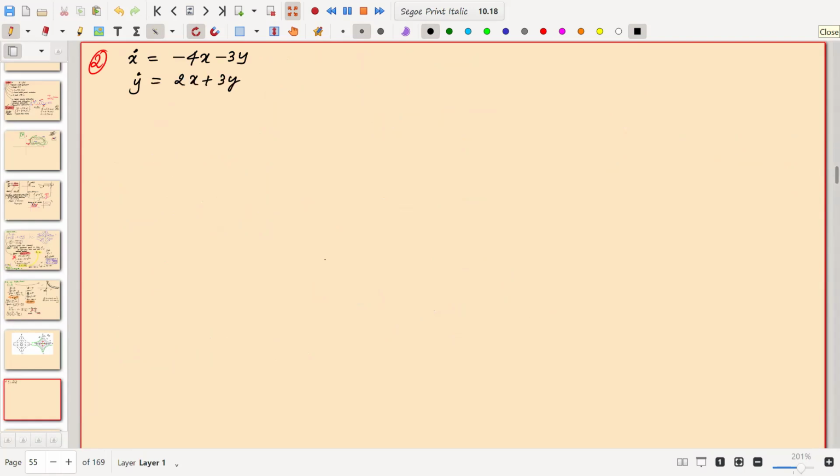So you have this system. Suppose this is a coupled system. Is this a coupled system? Yes, because the rate of change of x depends on x and y, and the rate of change of y depends on x and y. So therefore it's a coupled system. Now your job is to understand how the values of x and y change in the xy plane, how the vector field looks.